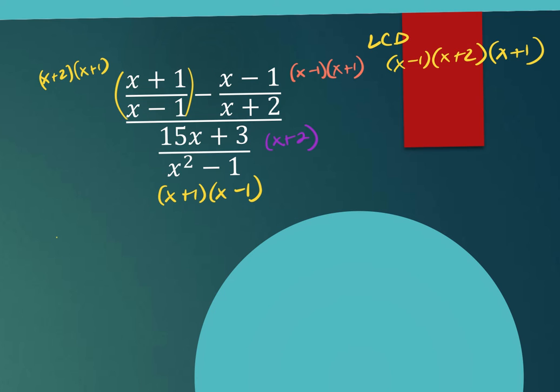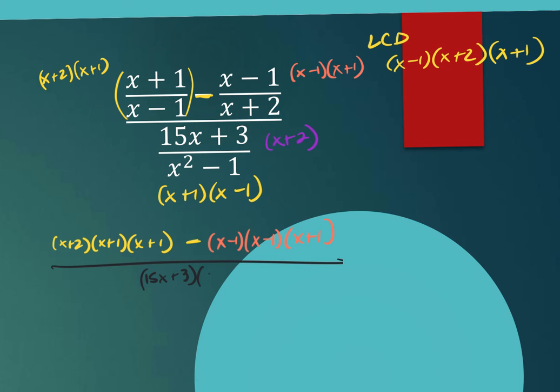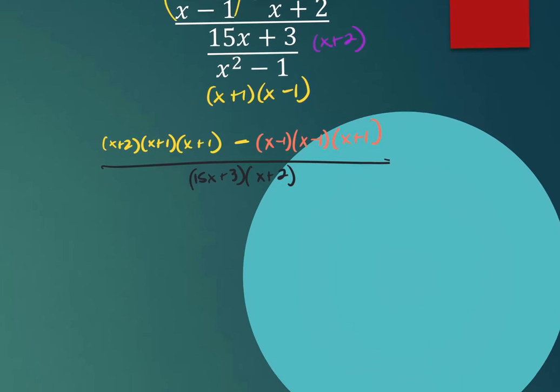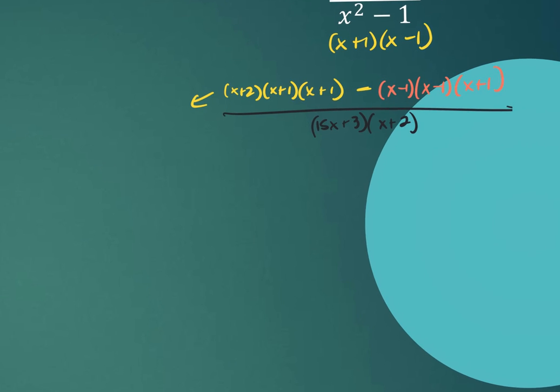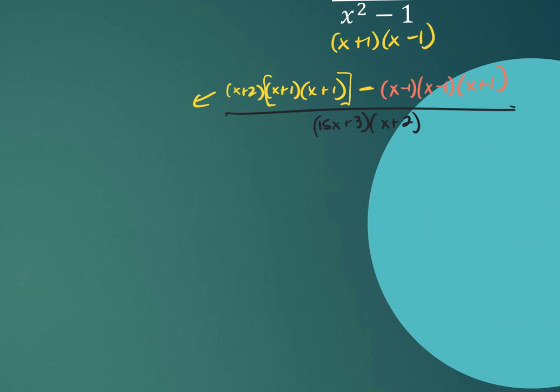So for the first one, I'm going to get x plus 2, x plus 1, and x plus 1 again. Minus comes from here. Then it's x minus 1 times x minus 1 times x plus 1, all over 15x plus 3 times x plus 2. So now I'm going to FOIL these out individually off to the side just so we can see it a little bit clearer. So this is a special product, x plus 1 times x plus 1. So I'm going to keep the x plus 2. But the x plus 1 times x plus 1 would be x squared plus 2x plus 1.